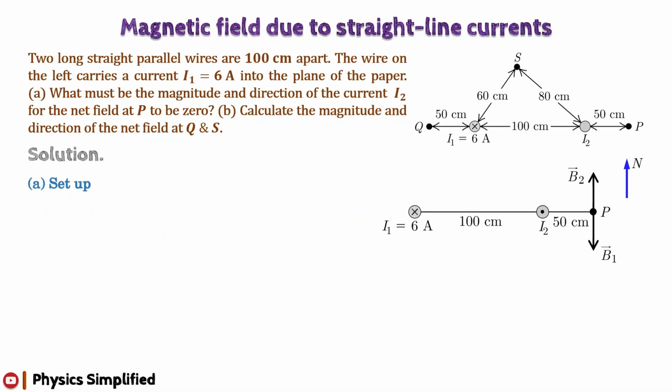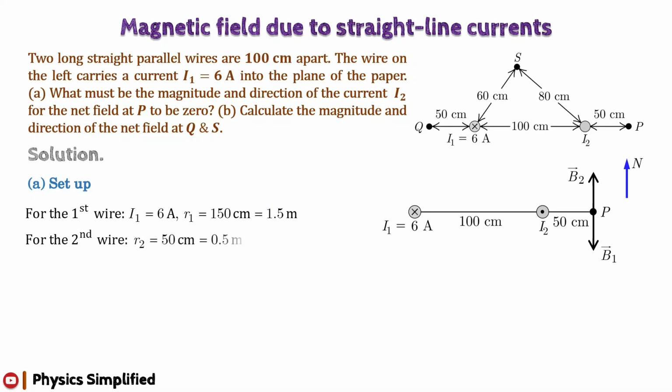Let us now calculate the strength of the current through the second wire, that is, wire on the right. For the first wire, strength of current I1 is 6 amperes and the distance of the point P from the wire given by R1 is equal to 150 centimeters, that is 1.5 meters. For the second wire, the distance of point P from the wire given by R2 is equal to 50 centimeters, that is 0.5 meters.